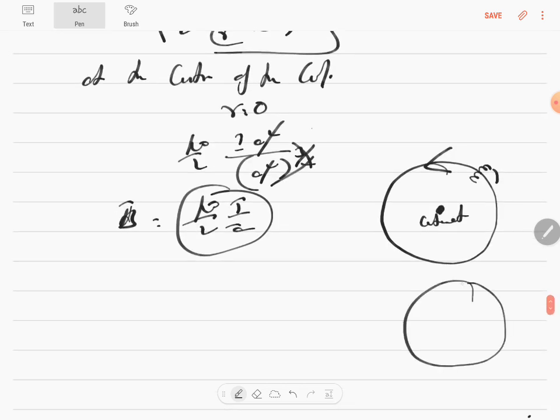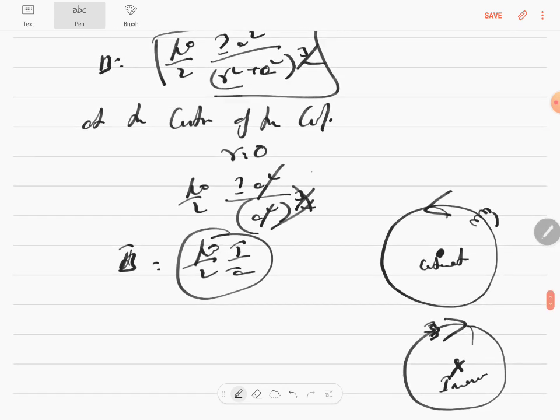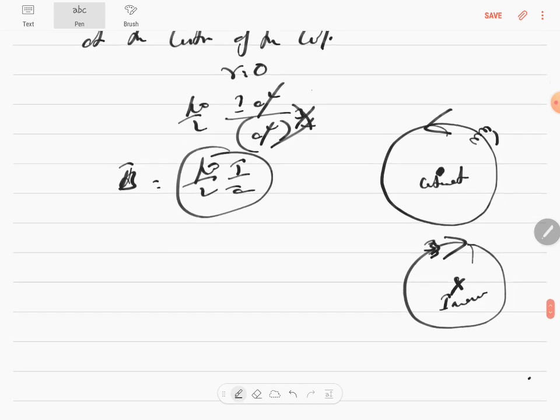If supposing the current is flowing clockwise like this, keep your curled finger, all the fingers in the direction of the current. And you see the thumb will be going inside the paper, so the magnetic field will be inward. So we can change around the curled finger and the thumb when it comes to circular coils. Okay, so you get a magnetic field B at the center of the circular coil as mu naught by 2 into I by a.